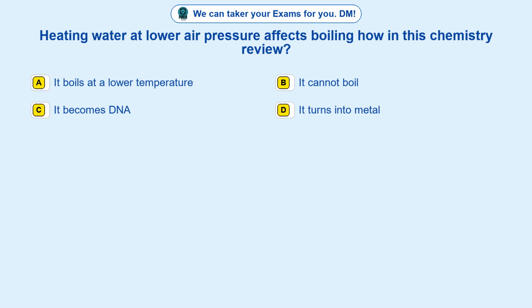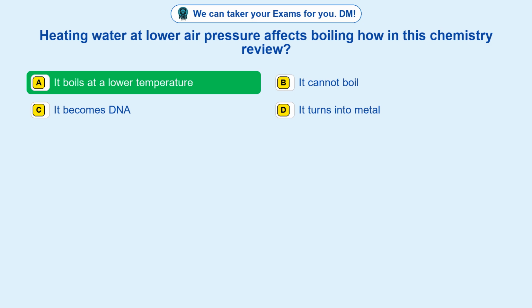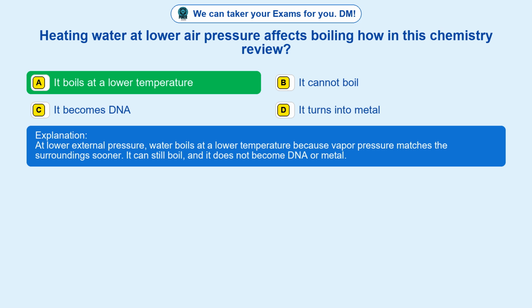Question 48. Heating water at lower air pressure affects boiling how in this chemistry review? Option A. It boils at a lower temperature. Option B. It cannot boil. Option C. It becomes DNA. Option D. It turns into metal. The correct answer is option A. It boils at a lower temperature. At lower external pressure, water boils at a lower temperature because vapor pressure matches the surroundings sooner. It can still boil, and it does not become DNA or metal.